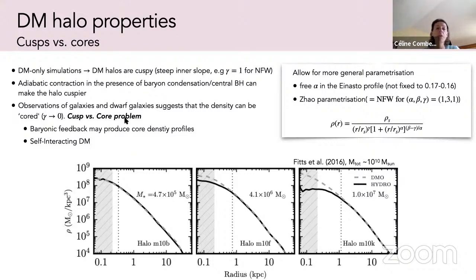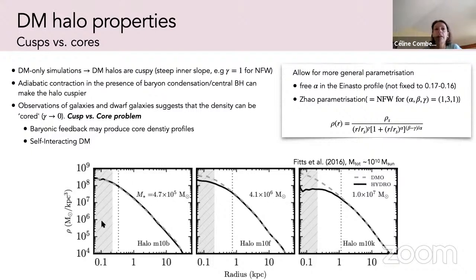But if you go and observe and derive the profile from galaxies, dwarf galaxies, some results suggest that the density can be cored with the inner slope tending to 0. So this is the cusp versus core problem. And actually, there are various possible solutions for this. One of them is that baryonic feedback is responsible for producing cores. And I think this was briefly mentioned by Annalisa Pillepich during our hydrodynamical simulation lecture last week.